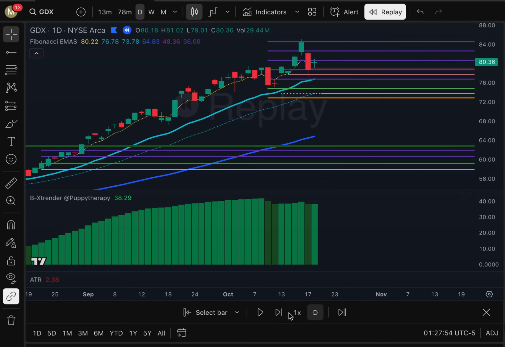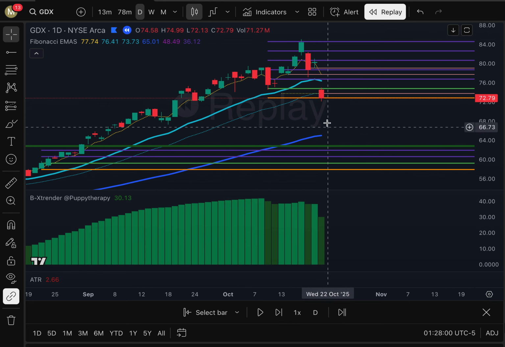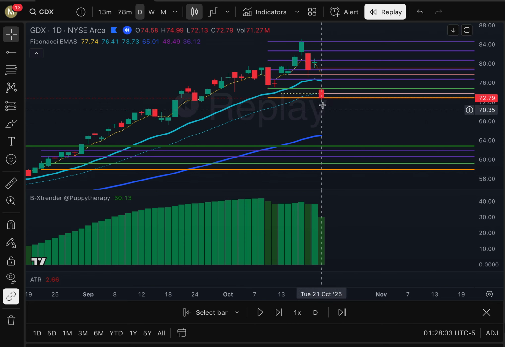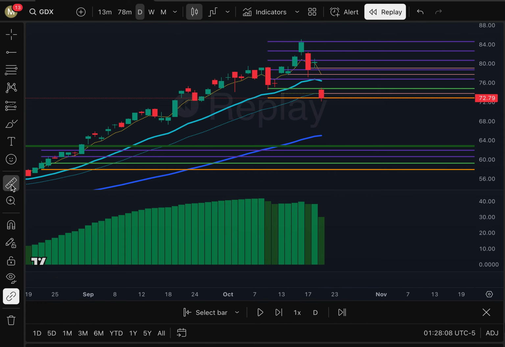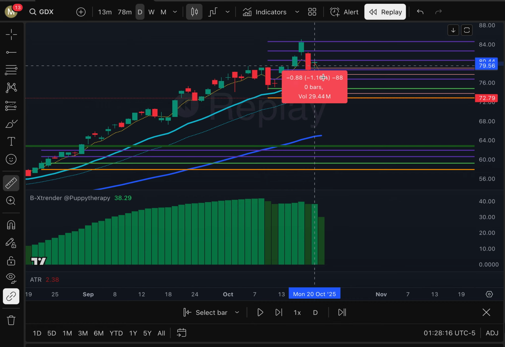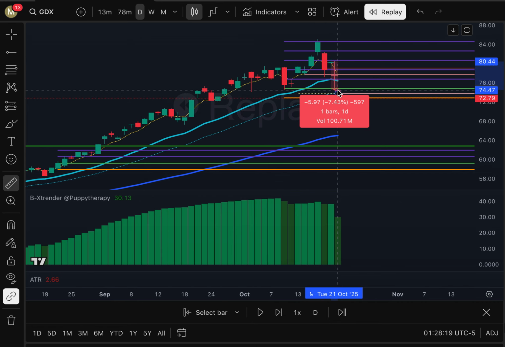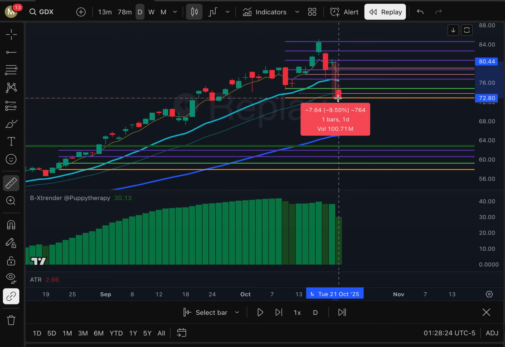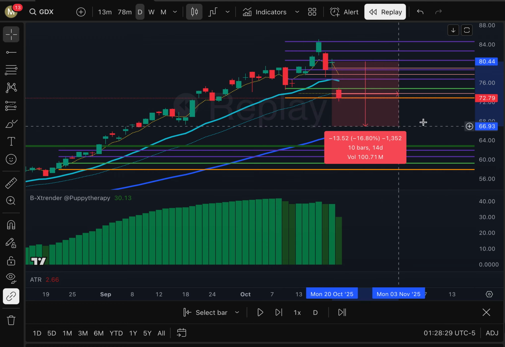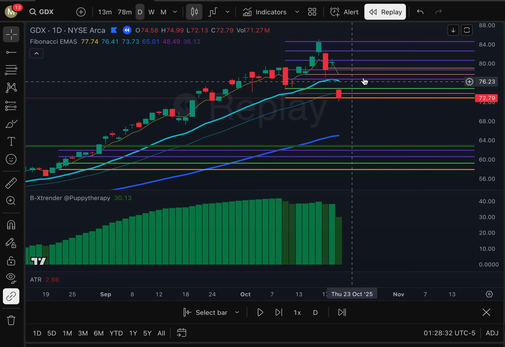And then the next day, we get a disaster candle. It just totally collapses. Gaps way down. Let's get our measuring tool out. So we closed on October 20th around here, and so it's gapped down about 9.5%, which is pretty drastic for an ETF.